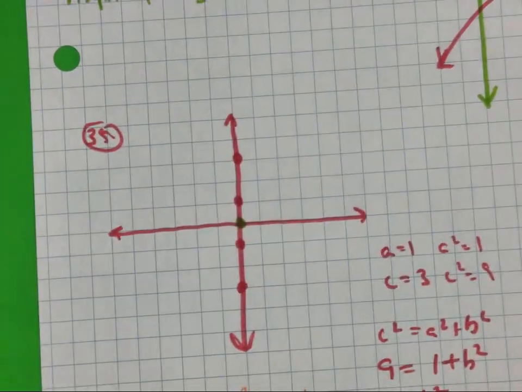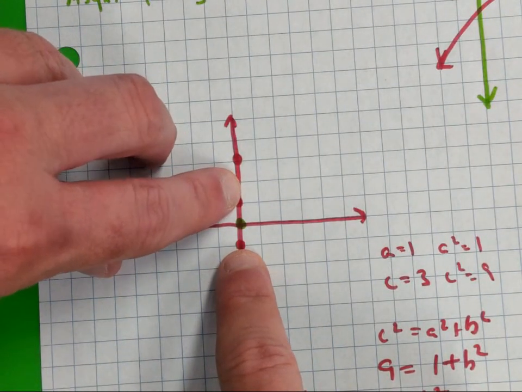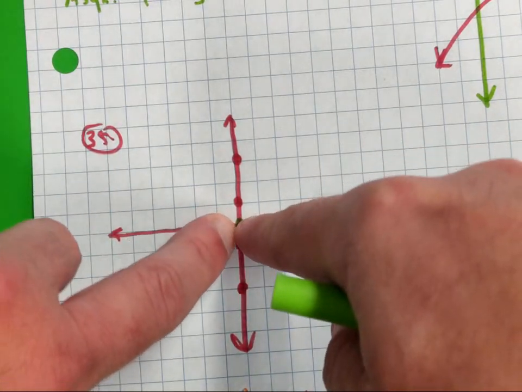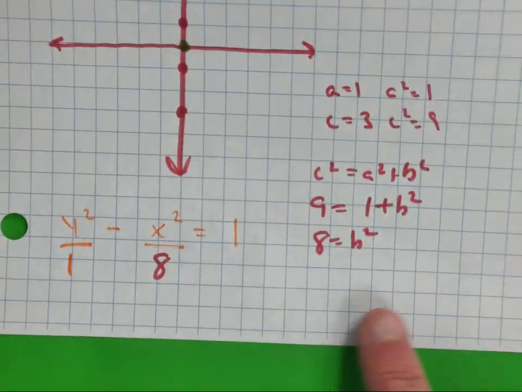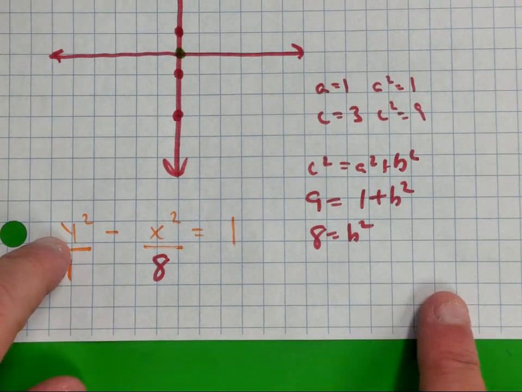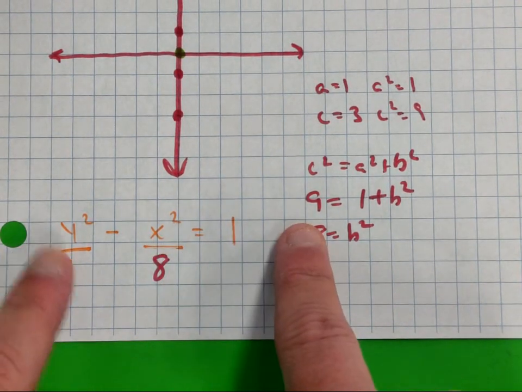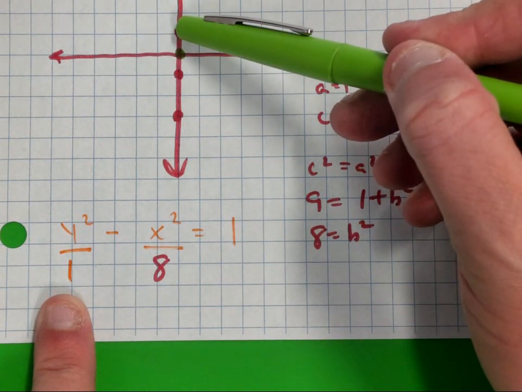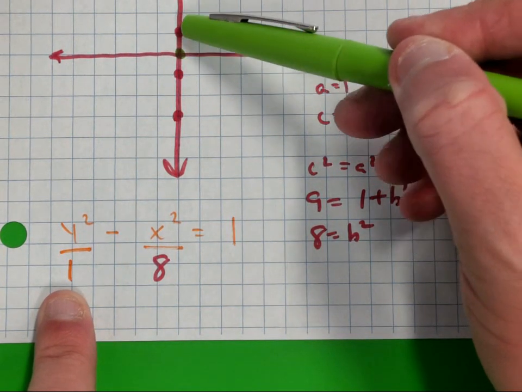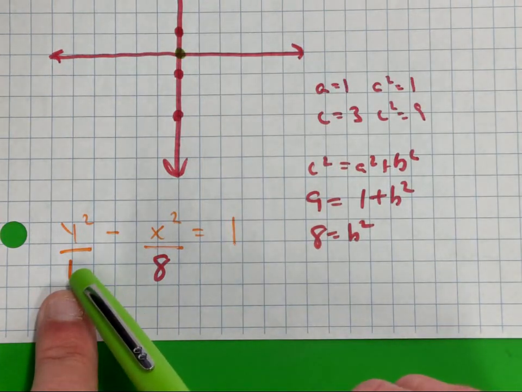Now, the way I found my center, here are my vertices. That's the only point in between the vertices, isn't it? So there won't be any parentheses. I put y first, minus x squared equals 1. Your a value is the distance between your center and one of your vertices. So that's 1. 1 squared is 1.